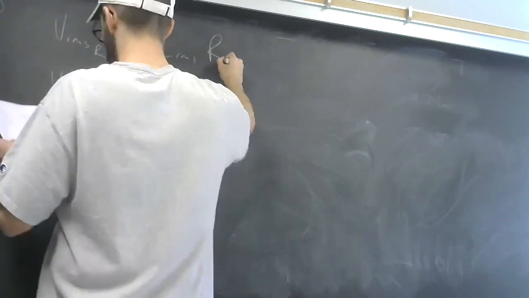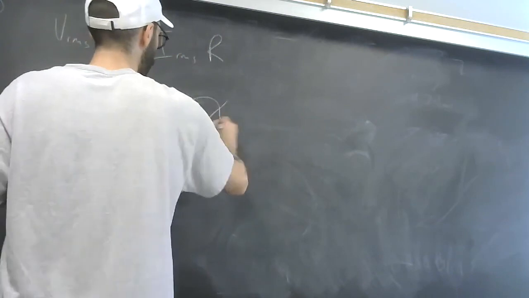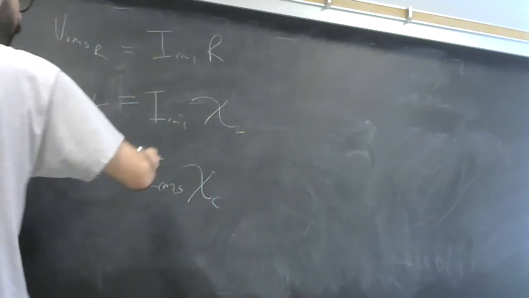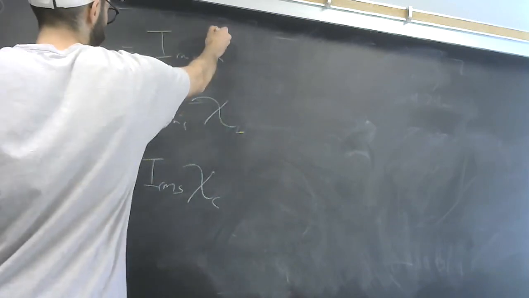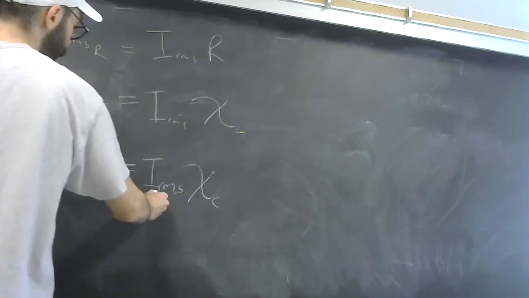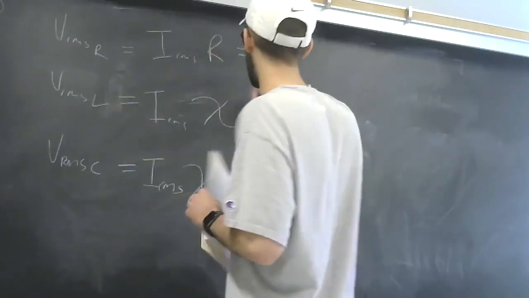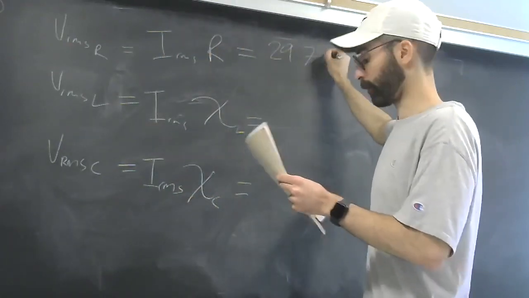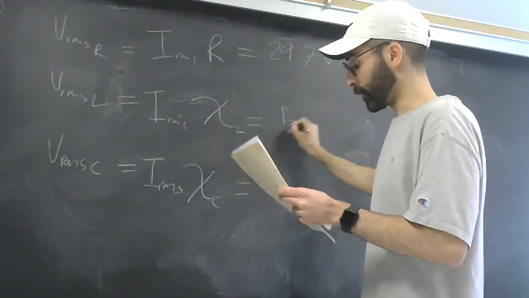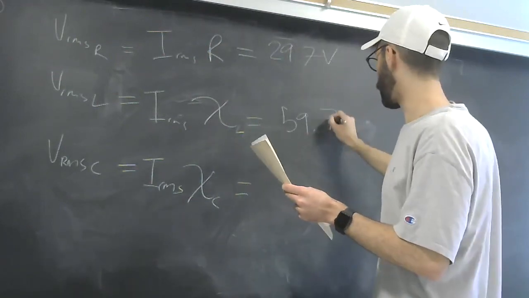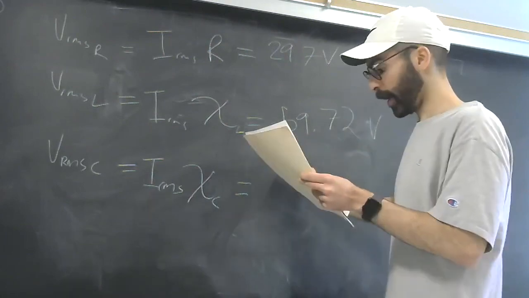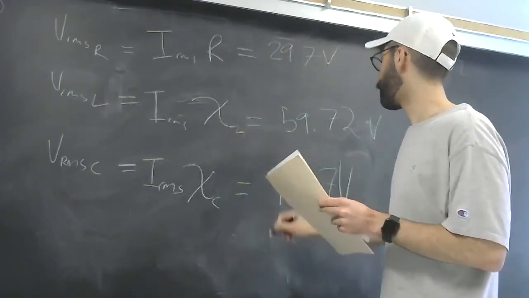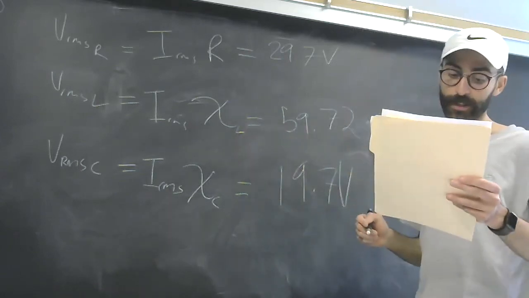Times resistance, times XL, times XC. So we solve for this. This was given. Solve for this, solve for this, solve for this. Plug in everything that we have. And what you'll get is 29.7 volts, 59.72 volts, and 19.7 volts. And then those are our answers to part D.